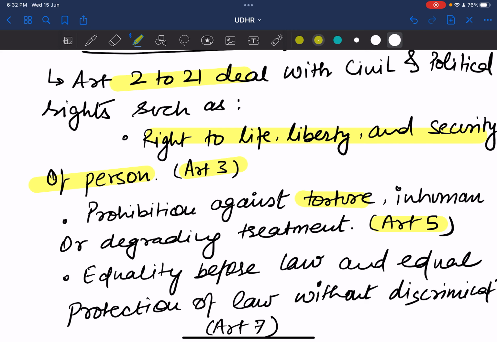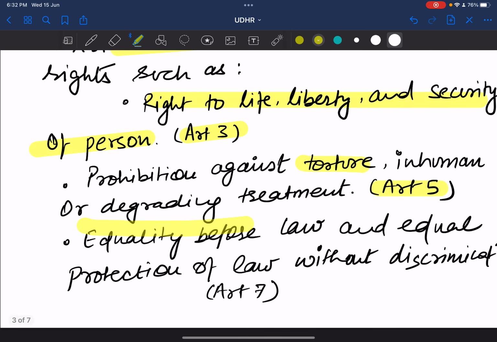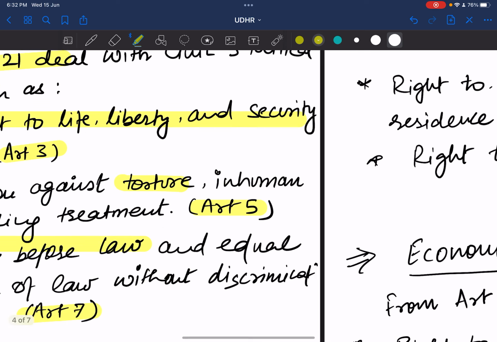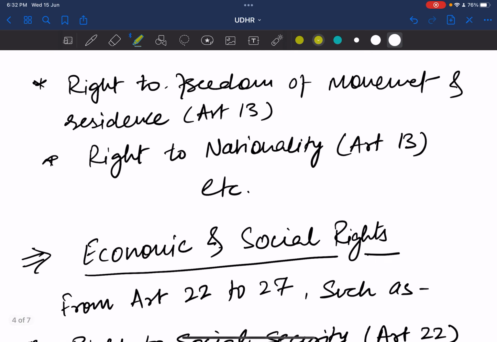That's Article 5. Equality before law and equal protection of law without discrimination. That's Article 7. Right to freedom of movement and residence, Article 13. Right to nationality, Article 15, etc. So these rights are called civil and political rights.